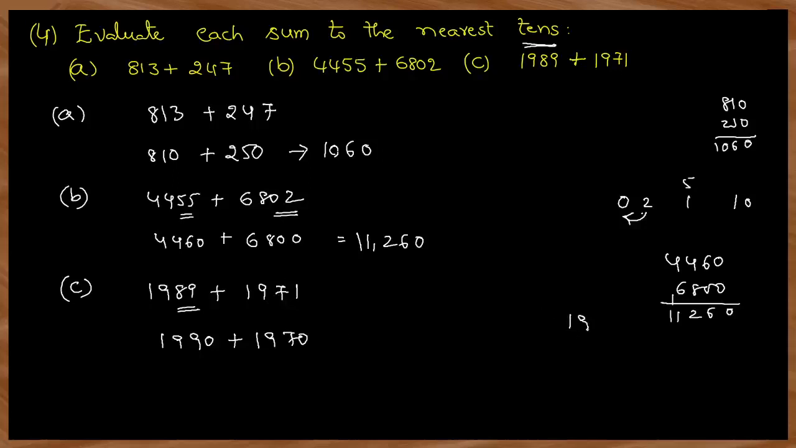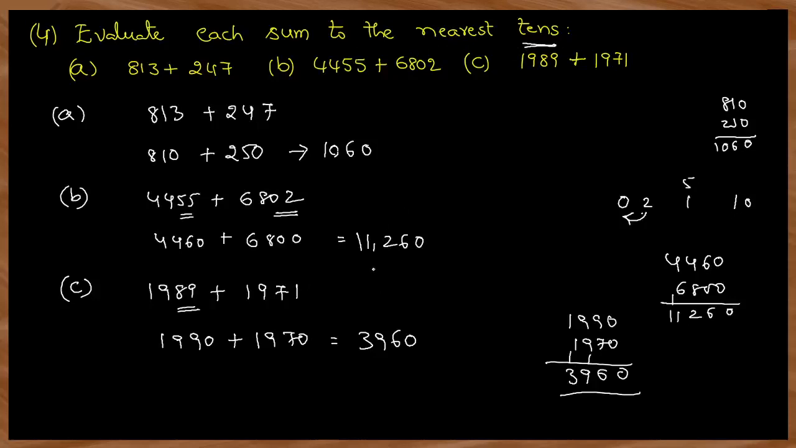Add them. 1990 plus 1970, which is 3960. This is 16, 19, 3960. Okay. So like this, you first have to convert them as per the given problem, which is nearest tens or nearest hundreds. Then you have to add them. That is a sum to the nearest tens or sum to the nearest hundreds, like that.